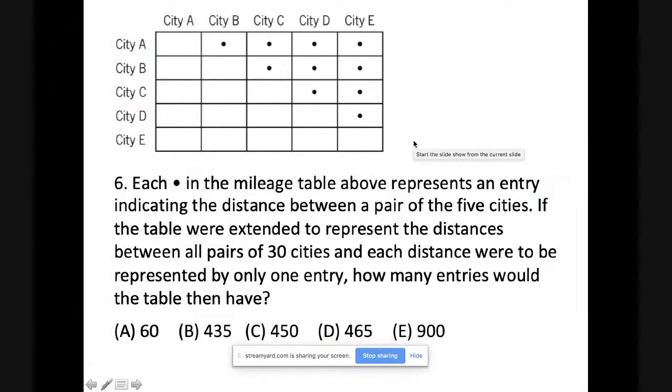This one's an old classic. The reaction I get to this a lot of the time is, I haven't studied mileage tables.